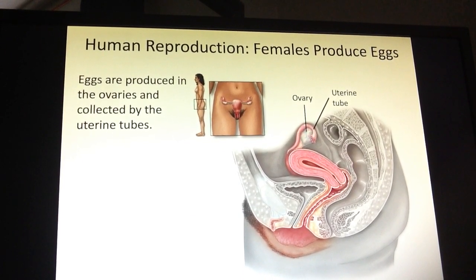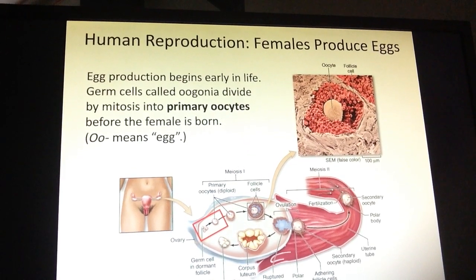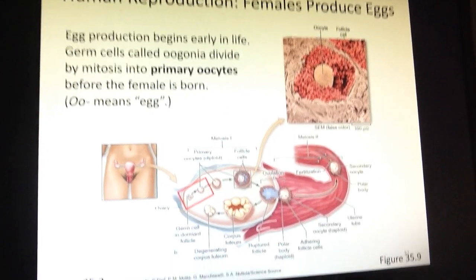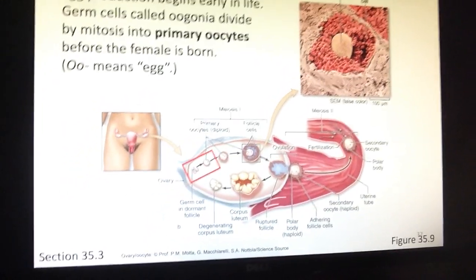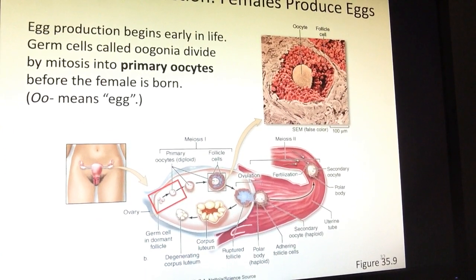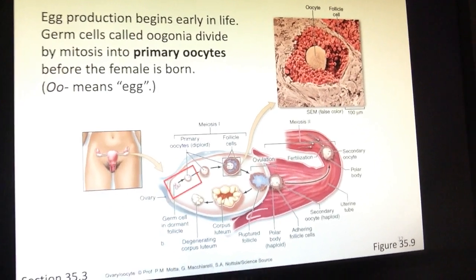All right, so the eggs in the ovaries eventually get to the uterus, but a lot happens before that. So this is a pretty important picture. Let me zoom in here if I can a little bit. I know this is kind of bouncing a bit, but I'll fix that. This is my first attempt at this.